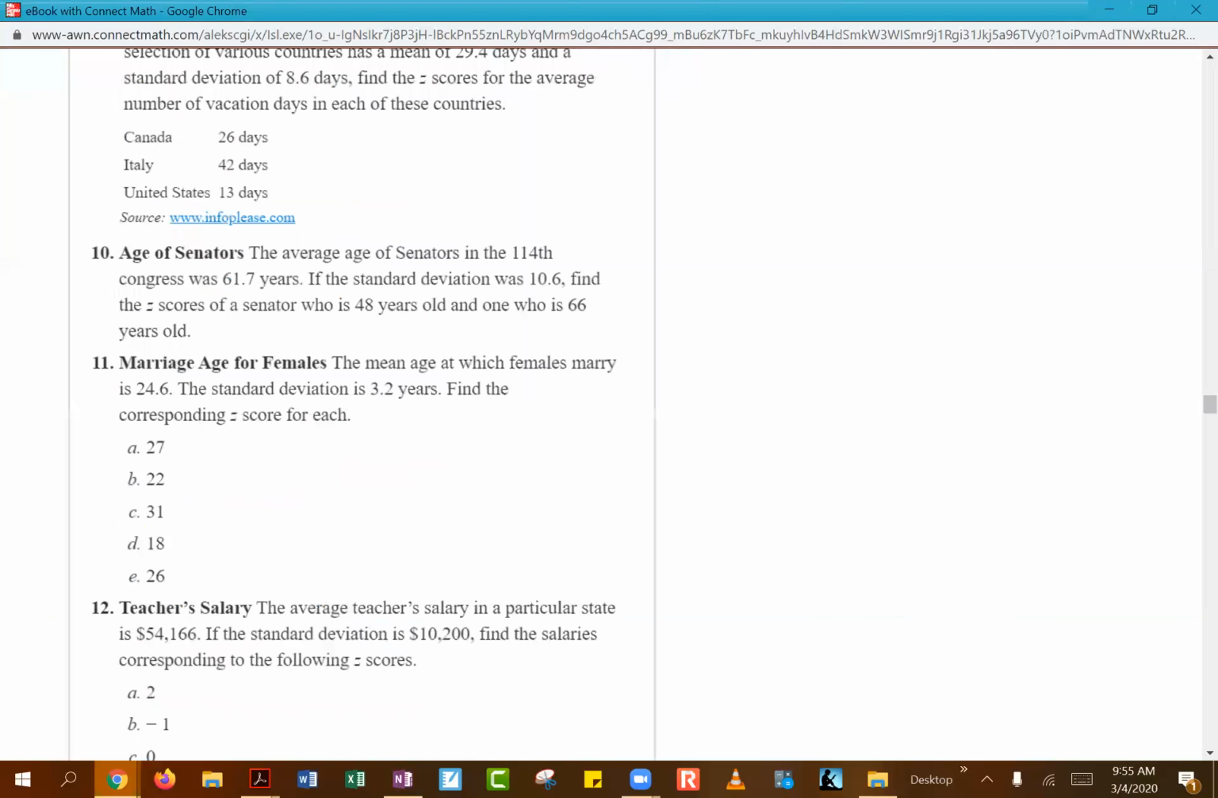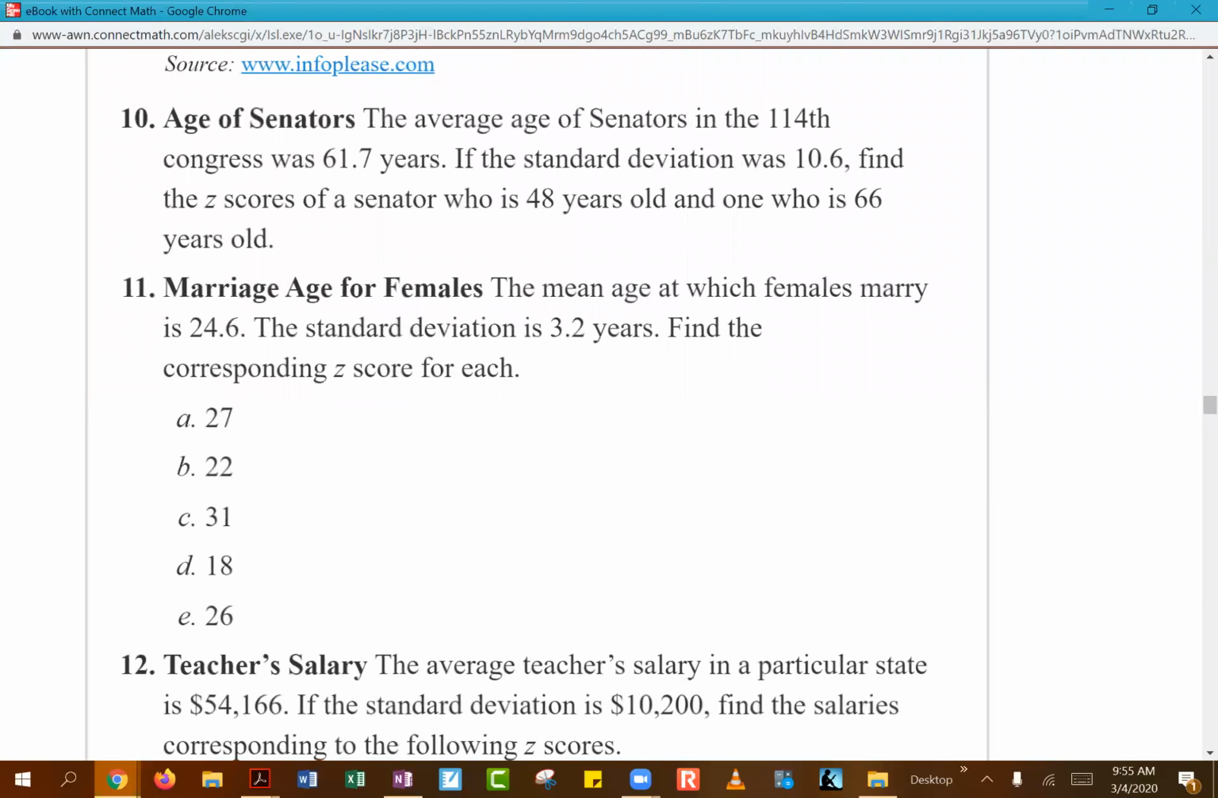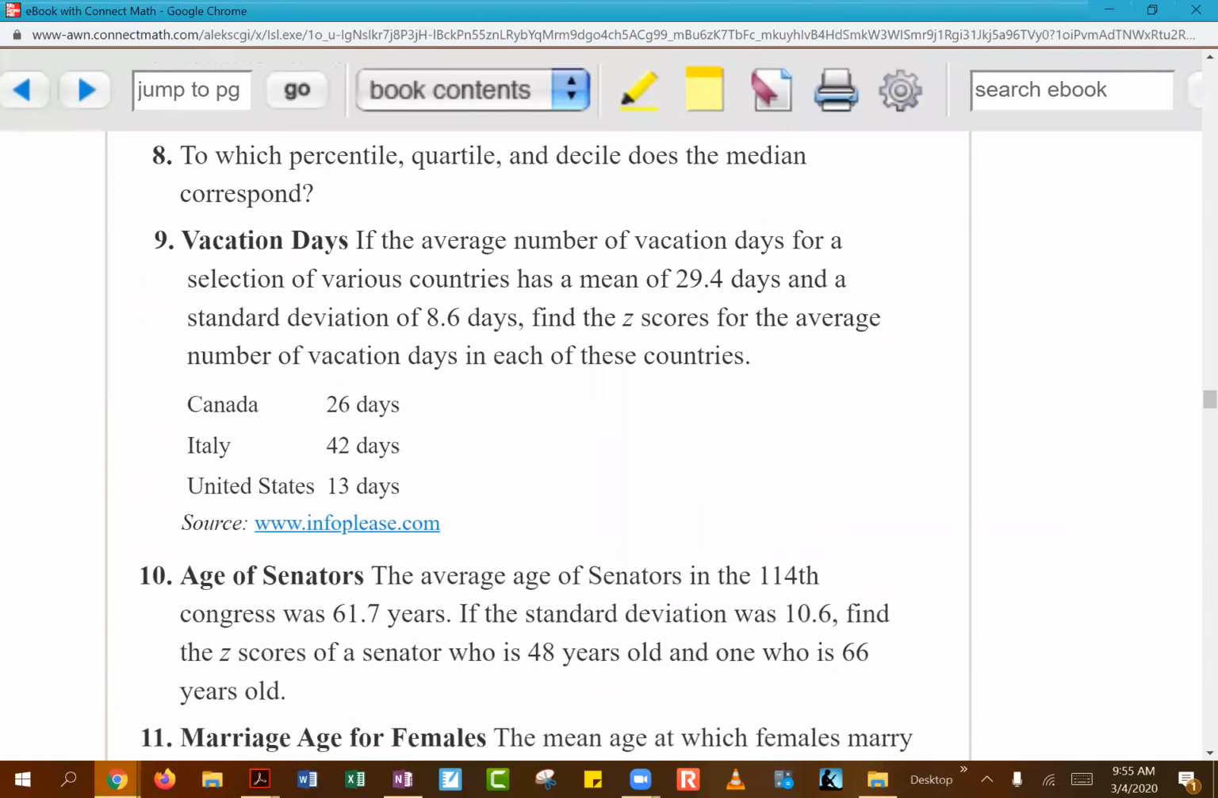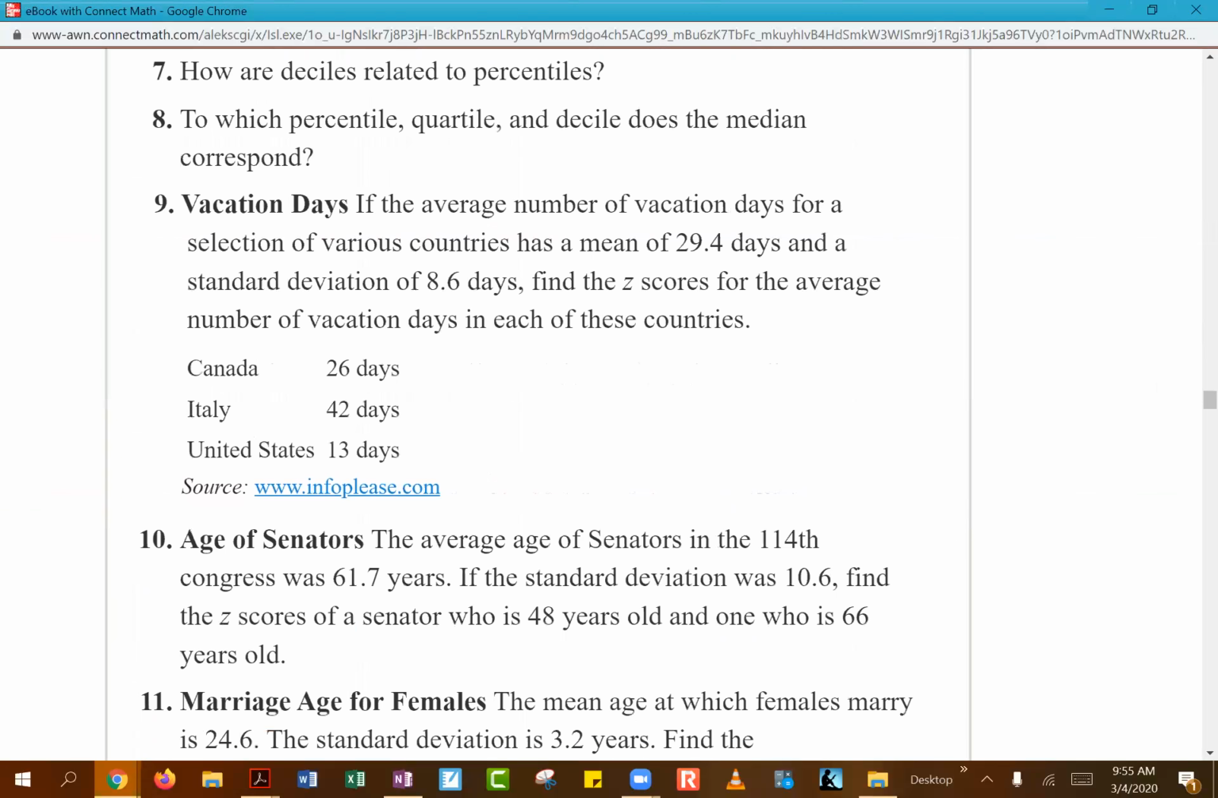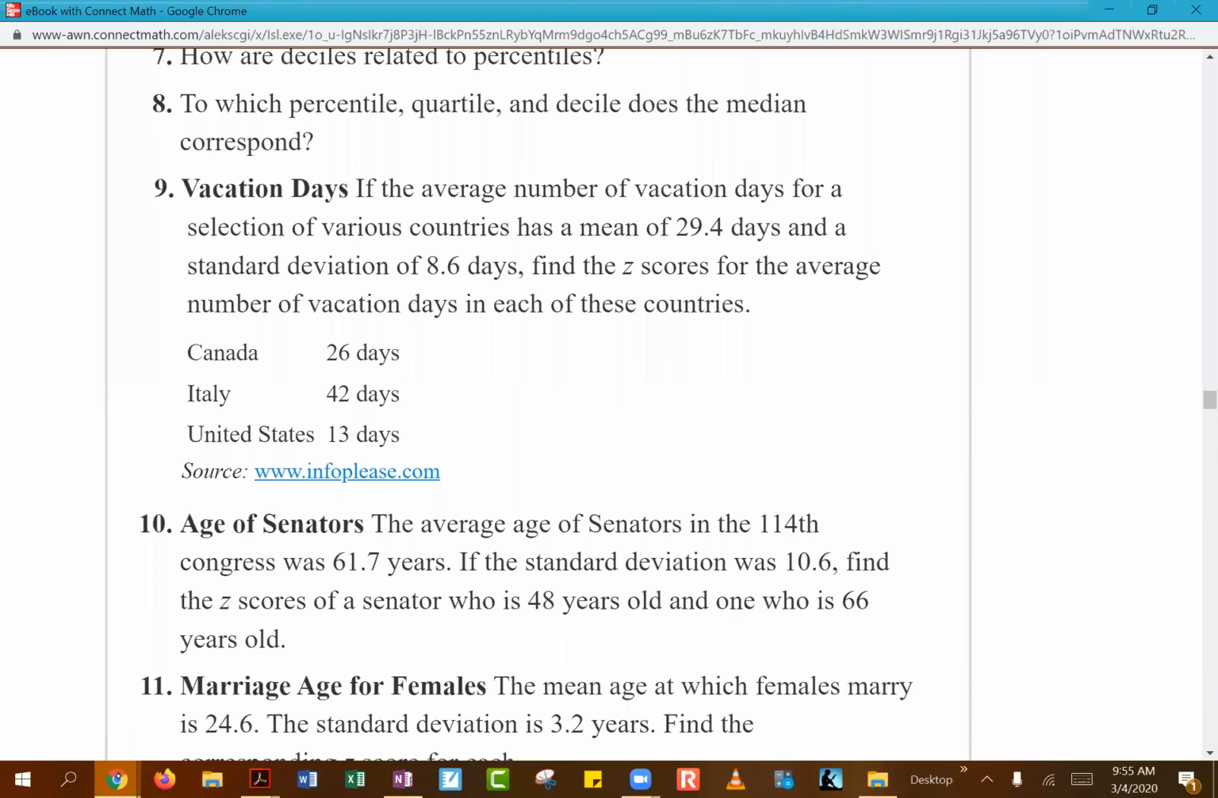There we go. So this is again actually talking in terms of marriage age. Or you know what? Let's do vacation. So number 9. If the average number of vacation days for a selection of various countries has a mean of 29.4 days and the standard deviation is 8.6 days, they're asking us to find the z-scores for the average number of vacations for each of these countries. So you've got Canada, Italy, and United States.